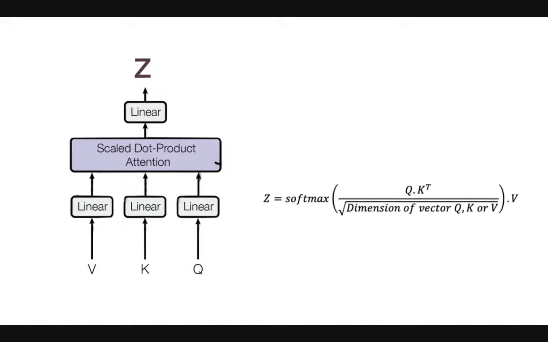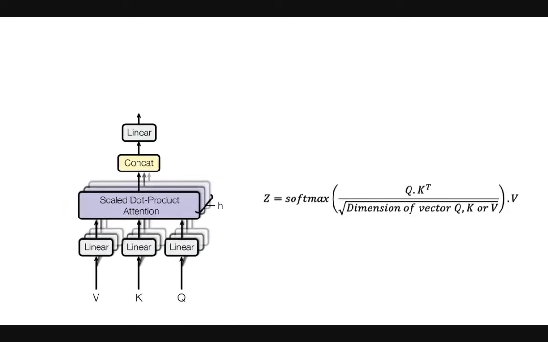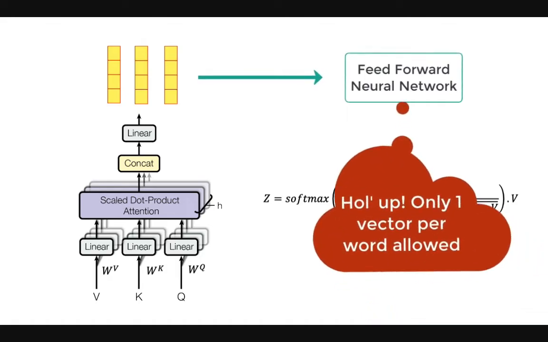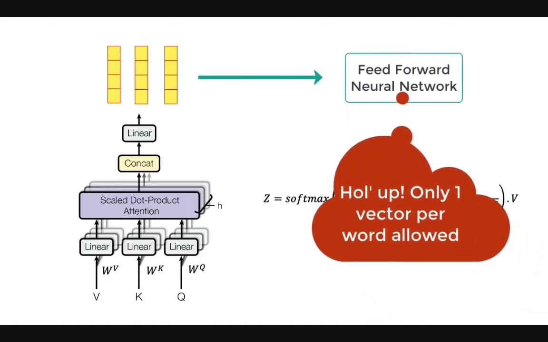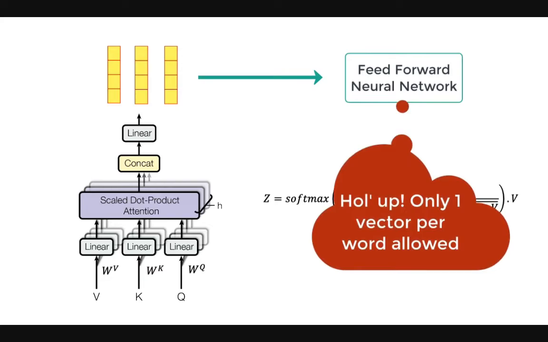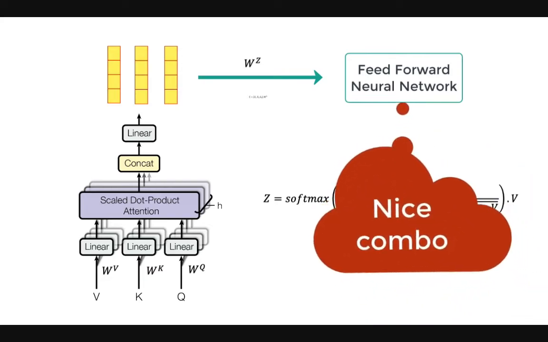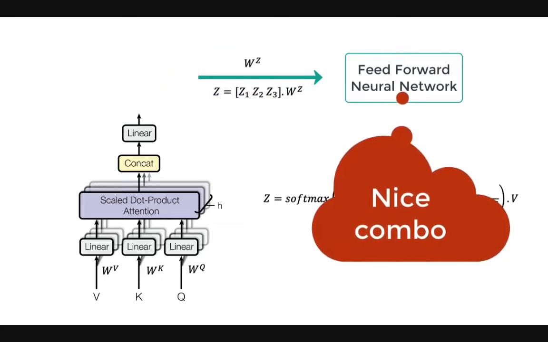For multi-headed attention, we have multiple weight matrices, WQ, WK, and WV, so we will have multiple attention vectors, Z, for every word. However, our neural net is only expecting one attention vector per word. So we use another weighted matrix, WZ, to make sure that the output is still an attention vector per word.